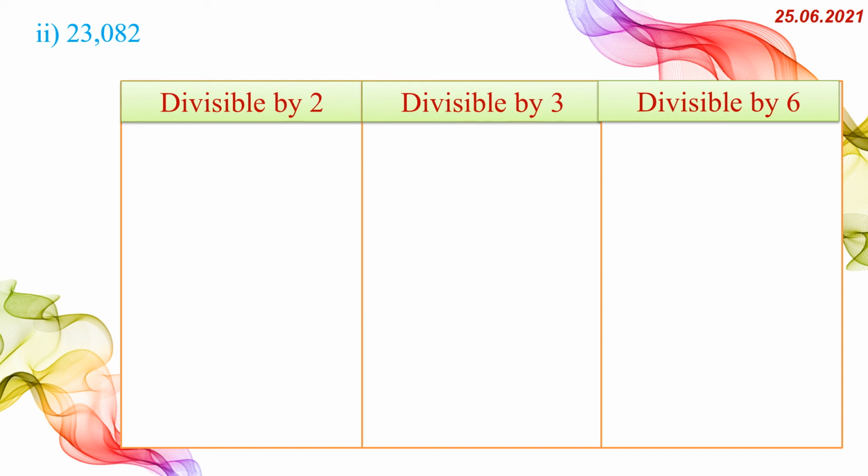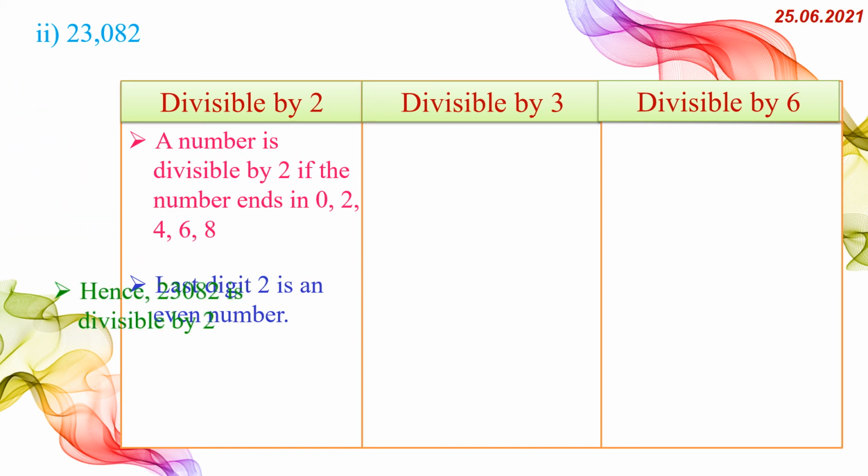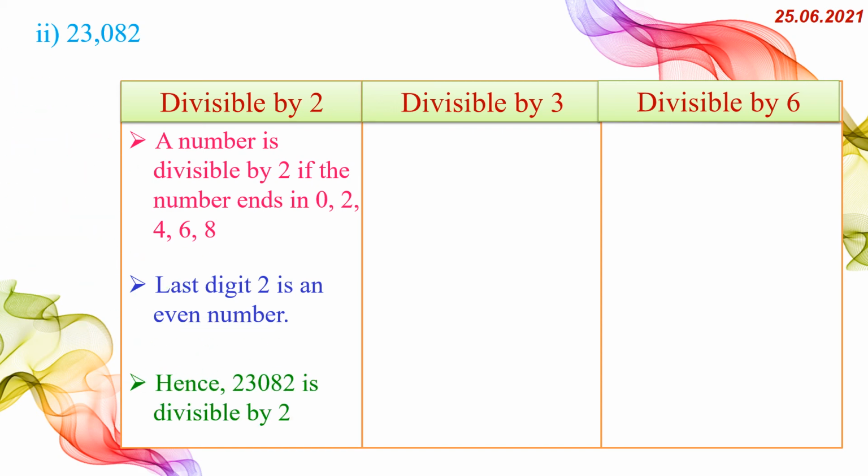Next sum, 23,082. So first let us check whether the given number is divisible by 2 or not. So we know the rule. A number is divisible by 2 if the number ends in 0, 2, 4, 6 and 8. So here the given number's ones digit is 2. That is, the last digit is 2, an even number. So therefore 23,082 is divisible by 2.